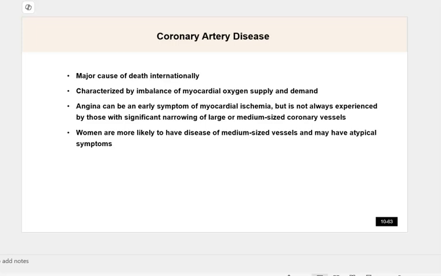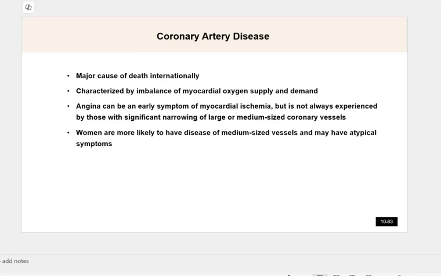Angina can be the early symptom of myocardial ischemia, but it's not always experienced by those with significant narrowing of large or medium-sized coronary vessels. Women are more likely to have disease of our medium-sized vessels and may have atypical symptoms.